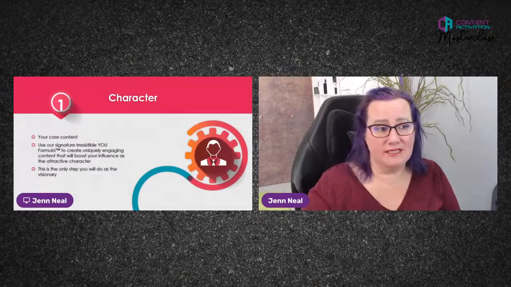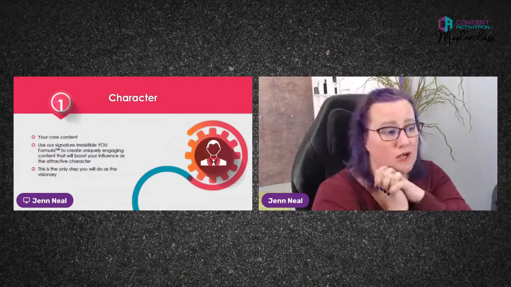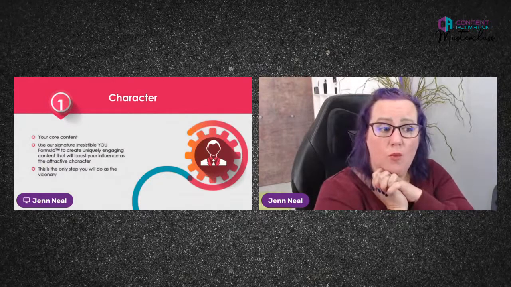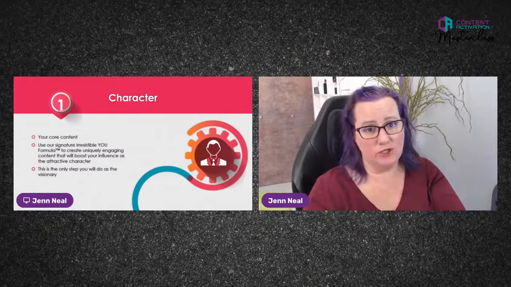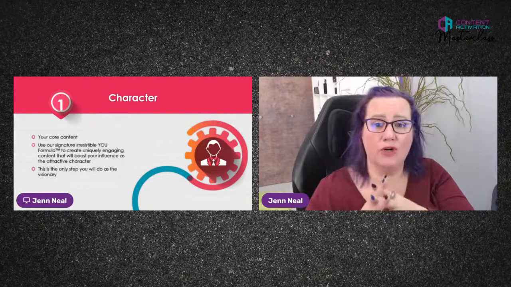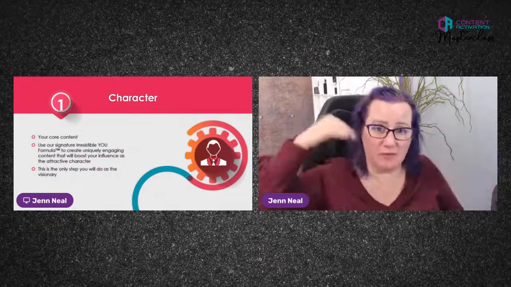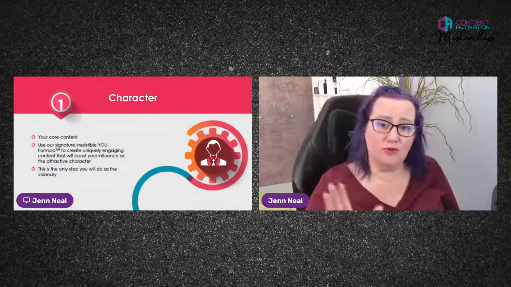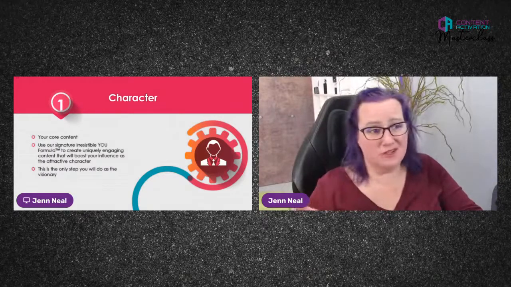Number 1 is the character step. So in character, what do we want to do? This is where you as the business owner are going to create your core content. This is your story. This is your genius, your brain dump. This is the only part that you really need to be responsible for, and that's because nobody else can repeat this.